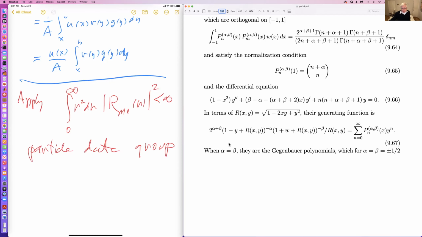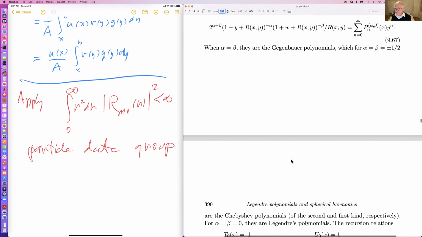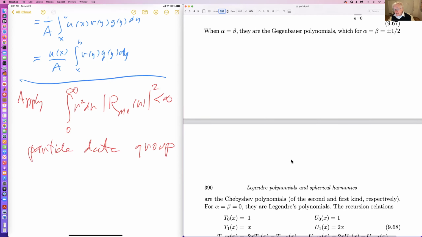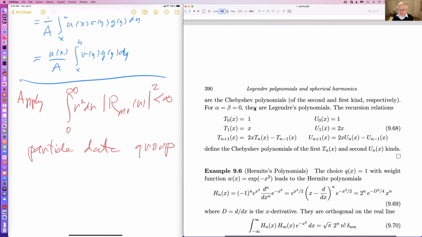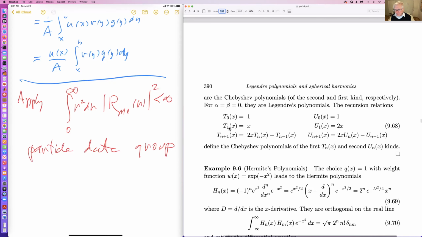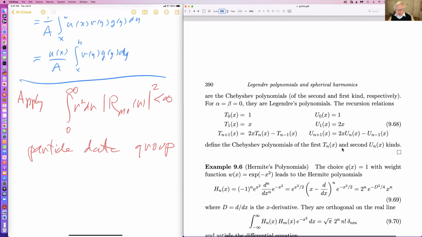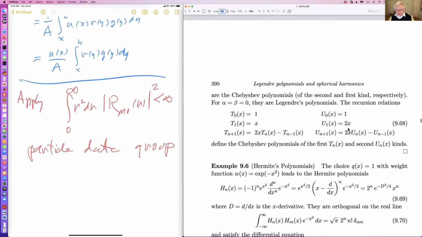If you set alpha equal to beta, they're the Gegenbauer polynomials. And if you set alpha and beta equal to plus or minus a half, they're the Chebyshev polynomials of the first and second kind. And if you set alpha and beta equal to 0, you get back to the Legendre polynomials. So on the left are the Chebyshev polynomials of the first and second kind.